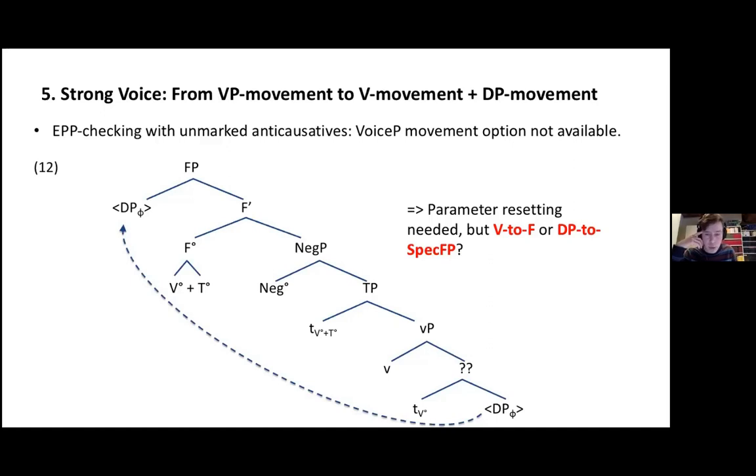So the option of VoiceP movement is completely excluded. And then the parameters have to be reset in another way. There's two candidates. Either it can be V to T movement that moves on further to F, or there can be DP movement, so the internal argument in this case.